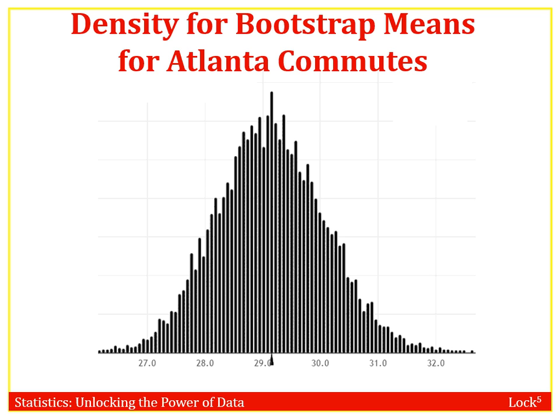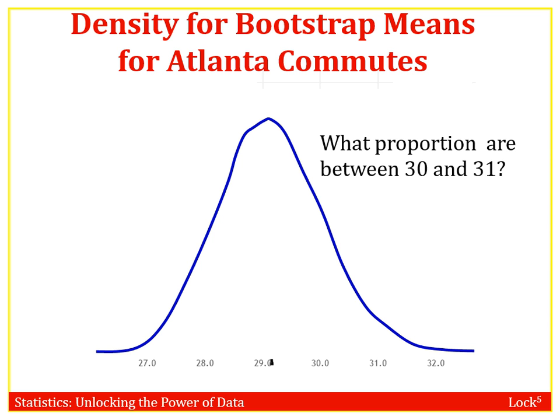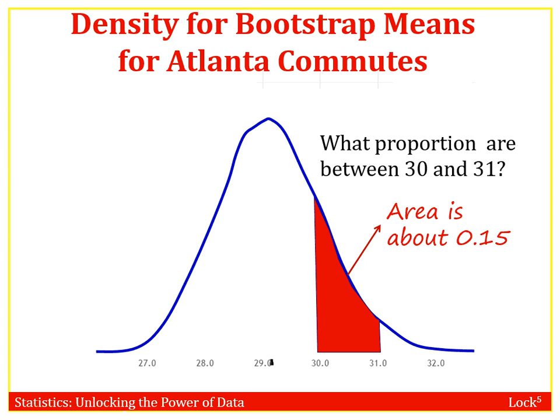So if we go back to our Atlanta commuters, you kind of draw in a smooth curve going through kind of the tops of your little dot graphs, and then you end up getting this bell-shaped curve, which for the most part is a normal distribution. Now, if you're looking for the area between 30 and 31, as in what portion of the Atlanta commuters have a travel time of 30 to 31 minutes, well, that proportion of commuters that have a travel time between 30 and 31 minutes would be the area of this red, from 30 all the way over to 31. And in this case, it's about 0.15, or if you change that into a percent, 15%.